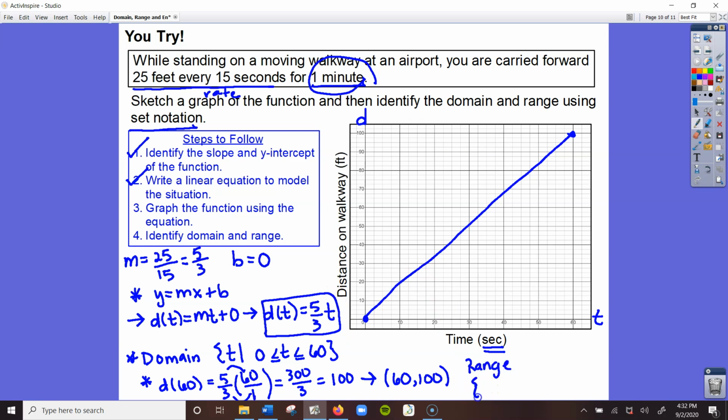Again, we're going to use set notation, and the variable that we're using for range is going to be d. Put d in the middle, setting up my inequality. The smallest distance is 0, and the largest distance is 100. And again, because these are solid circles, I'm going to include those.